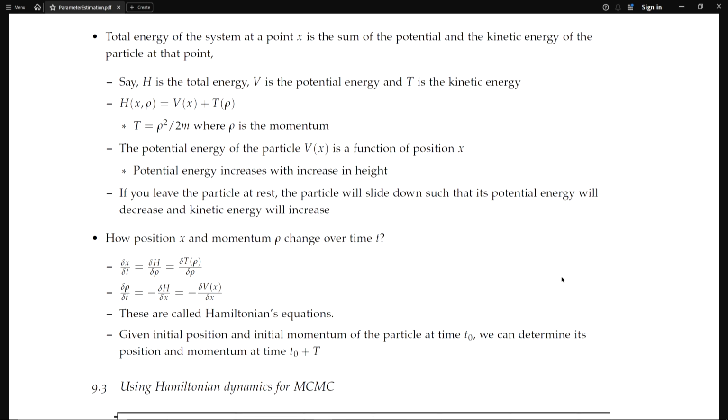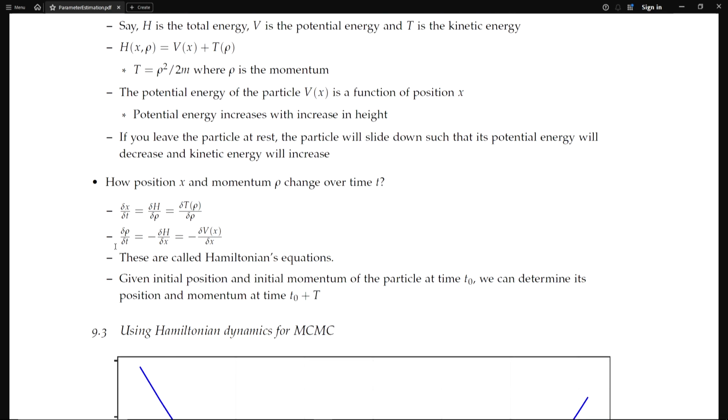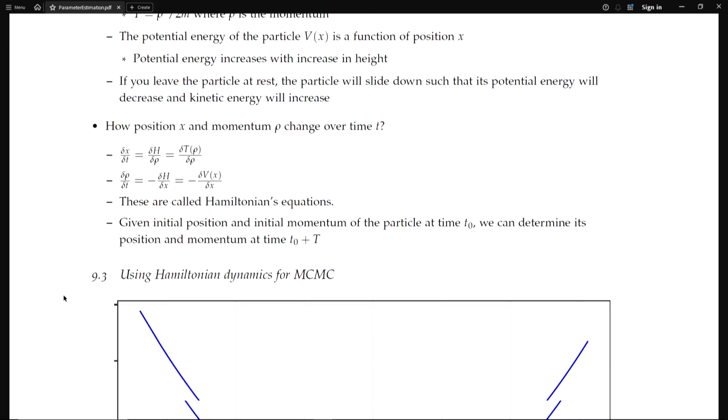Then we saw the Hamiltonian equations which we require to solve this problem: where would the particle be, what would be the new position of the particle after time t. We need to calculate that. Unlike random walk algorithms, we are not generating the new state from any density or any well defined proposal distribution. We need to calculate what the new state would be after time t. This is not straightforward; it is going to take a lot of algorithmic steps to do that.